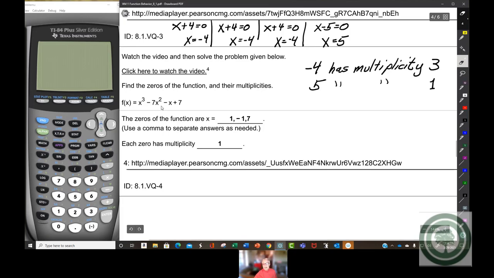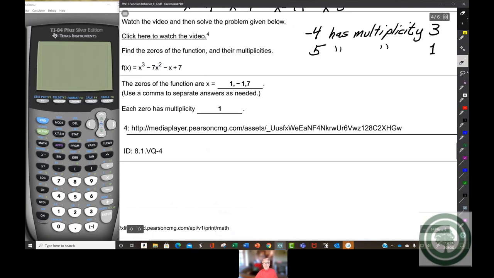Okay, now we have to find the zeros of this. Let's come down here where there's more room. How do you find the zeros? Well, let's just say that we have a number that's a zero. You plug it in for the x and you'll get f of x equals zero. You plug it in for the function: 3 times that number raised to the third power, minus 7 times that number squared, minus that number, plus 7 equals zero. That's what the zero does.